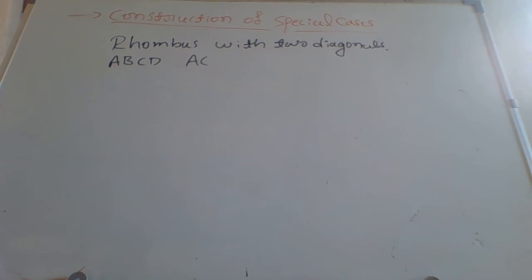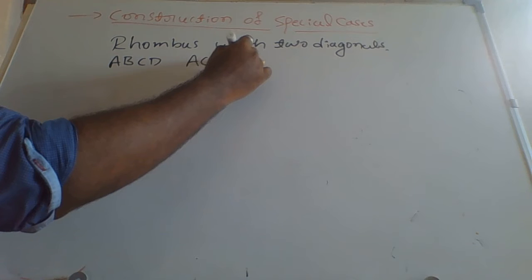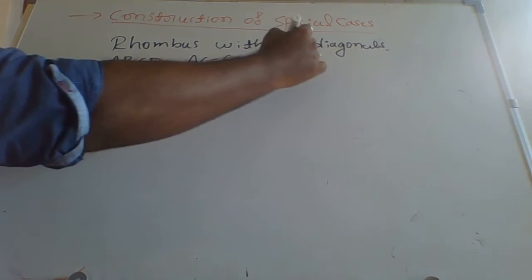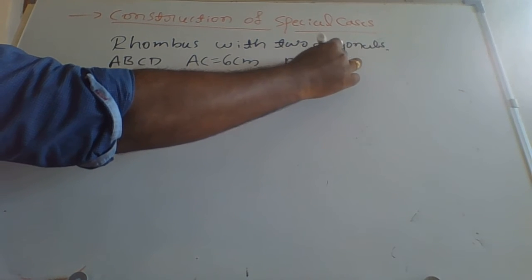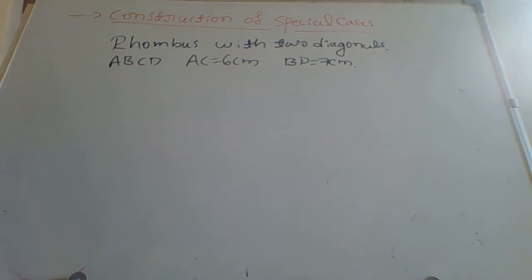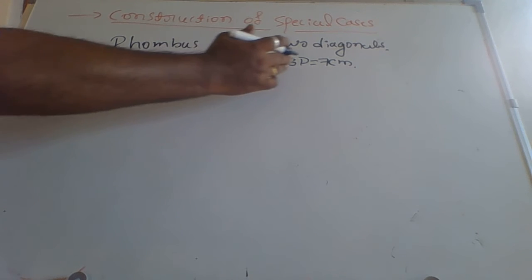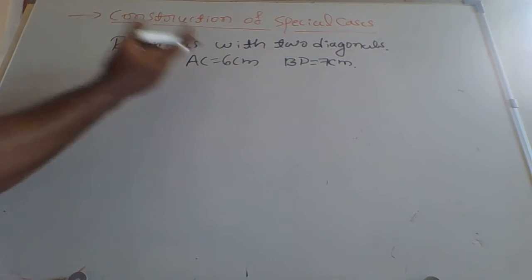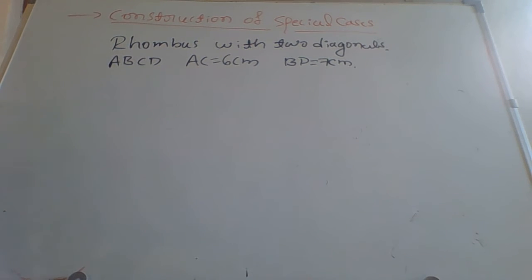Therefore, AC is equal to 6 centimeter and BD is 7 centimeter. So in this example ABCD is a rhombus and it has two diagonals with length 6 centimeter and 7 centimeter. We considered this special case because they have given only the measurement of the two diagonals, but also that this is a rhombus.